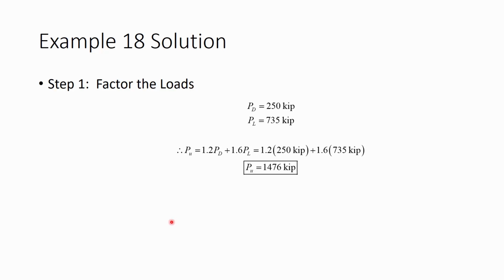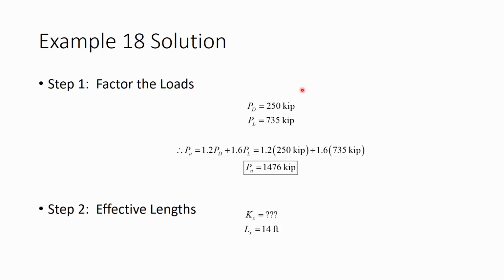So to start the problem, the first thing that you'll want to do is factor those loads. So we have a dead load of 250 kips and a live load of 735. So just our familiar load combo, 1.2 times the dead plus 1.6 times the live. Plug that in, so 1.2 times 250 plus 1.6 times 735, and that comes out to be 1,476 kips. Now that's step one.